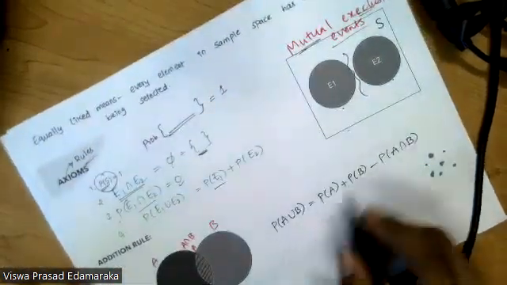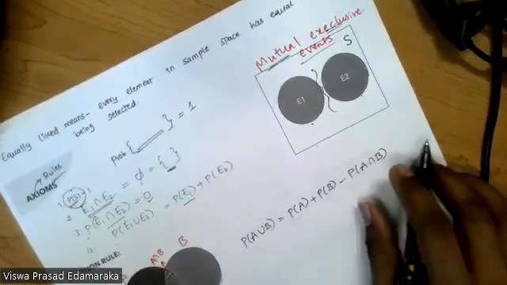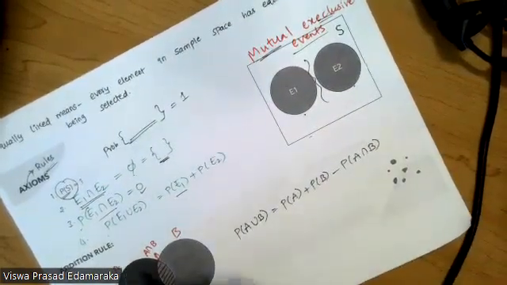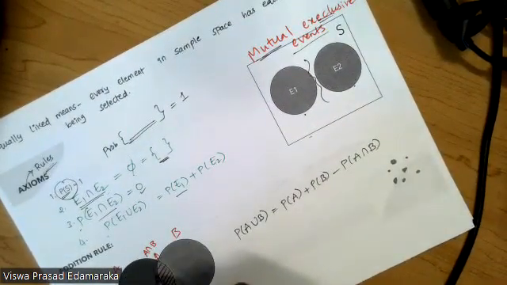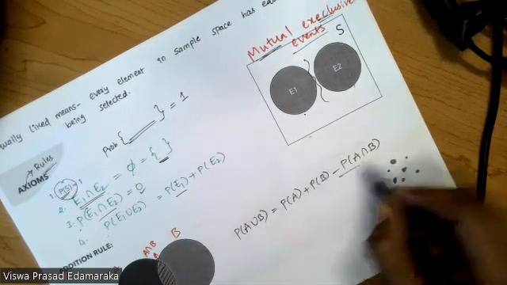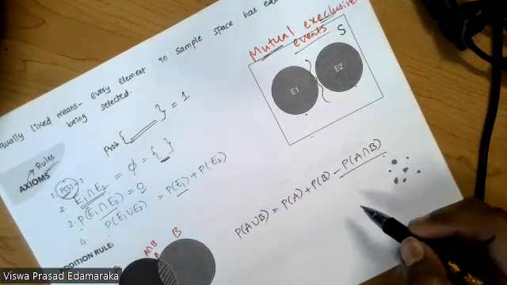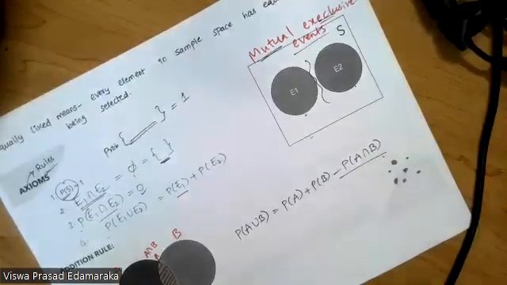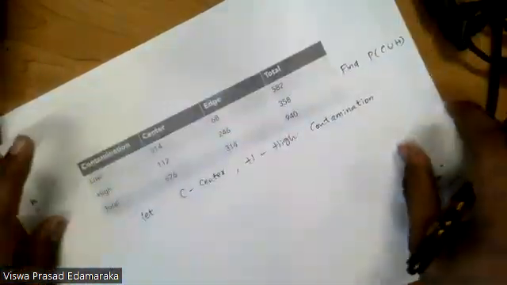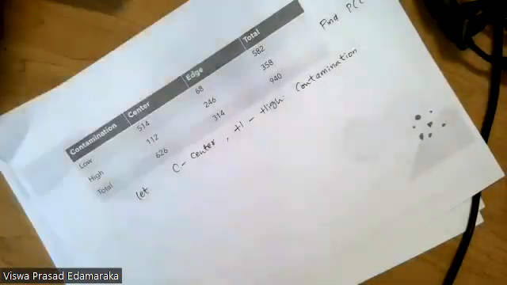So that's why P of E1 union E2 is equal to P of E1 plus P of E2. And we know the addition rule. The addition rule is P of A plus P of B minus P of A intersection B. And I'll teach more about why we subtract P of A intersection B. Okay. And there is a problem.